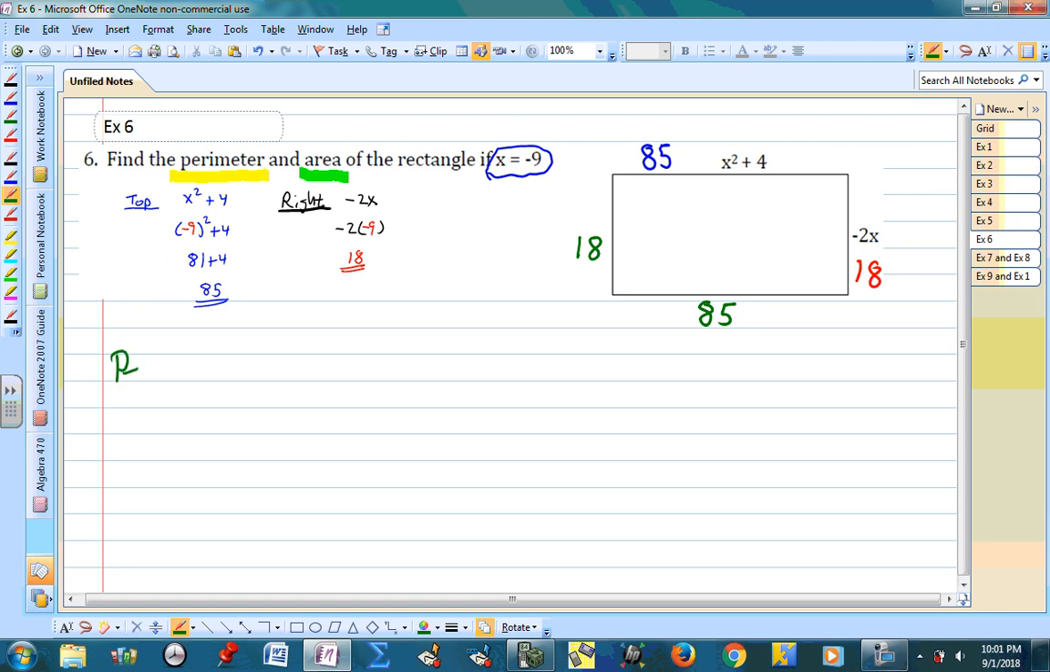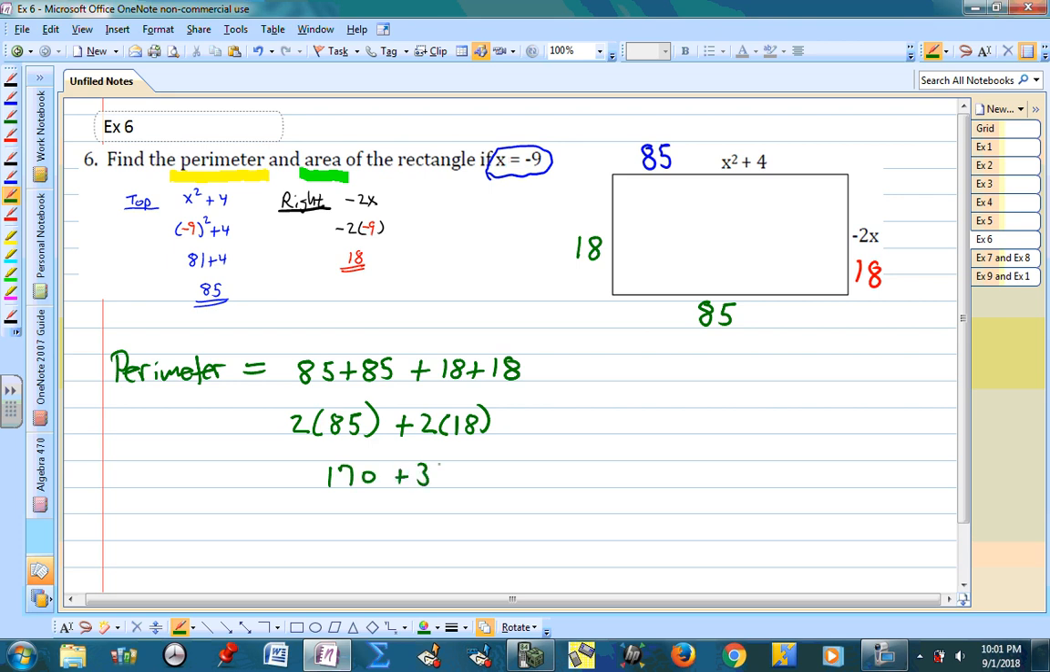So we find the perimeter of a rectangle. We're going to add up all 4 sides. So we can do the top plus the bottom, and then we'll add the left side and add the right side. You might be familiar with seeing this as 2 times 85 because the top and bottom are both 85, and 2 times 18 because the left and right side are both 18. Either way you write it out, it means the same thing. So let's see, this will give us 170. This will give us 36. So we can say that the perimeter is equal to 206.